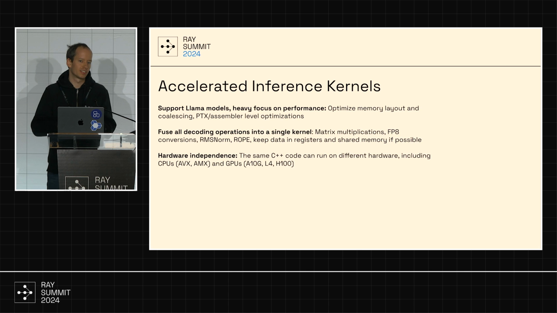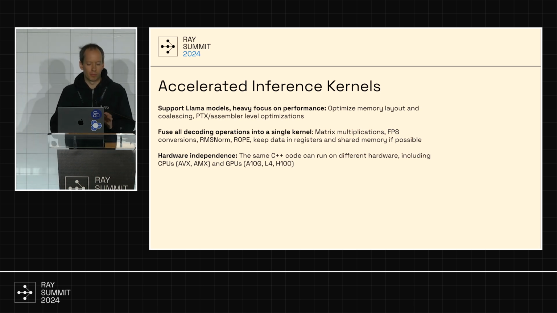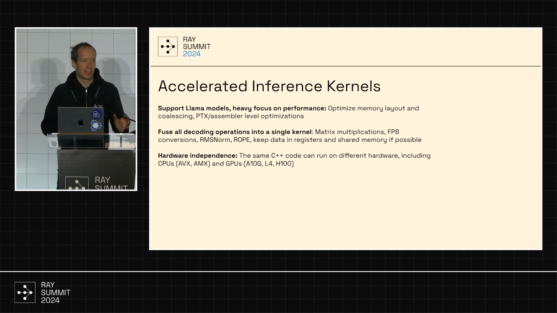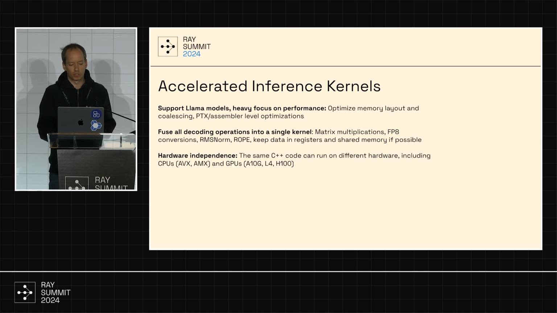So we can do things that you can't do with open source code, like optimizing the memory layout, doing the optimal coalescing, and then doing PTX level optimizations. And in particular, we can put all the operations of the decoding into one kernel. That's something that open source typically doesn't do. Fusing together all the operations like matrix multiplications, FP8 conversions, RMS norm, rope, and CLU, and then keeping the data in registers and shared memory as much as possible.